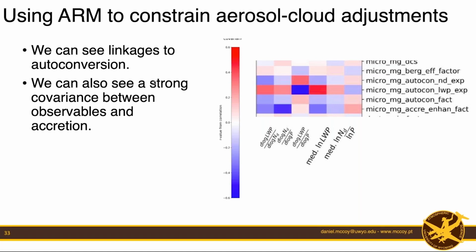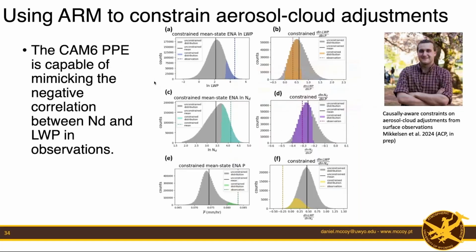So I won't go into the details, but these actually make a fair amount of sense based on what we expect a priori. So the natural thing to do is say, well, within its structure, can CAM6 actually reproduce the observations? And it turns out it can. So on the left side, in all these plots, the gray distribution is the prior from the PPE, and the colors are the constraint from the observations.